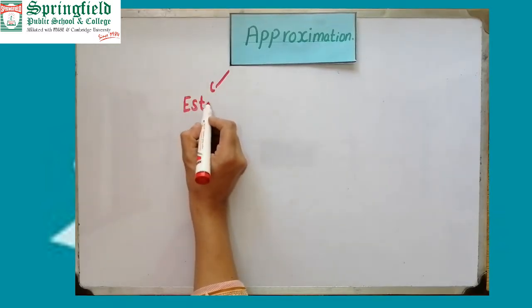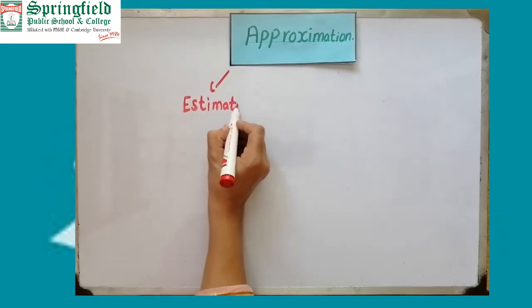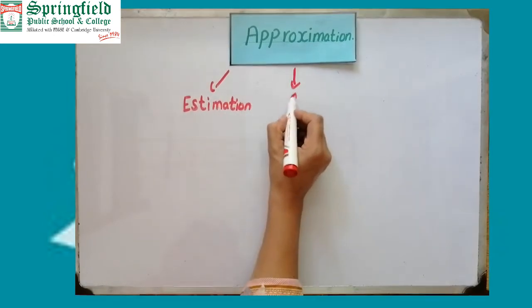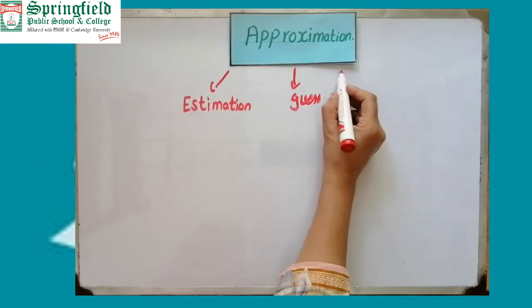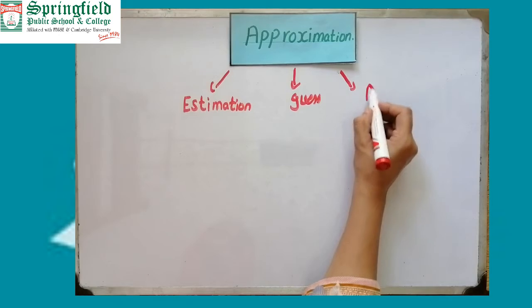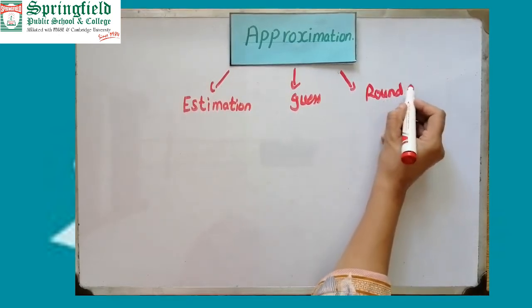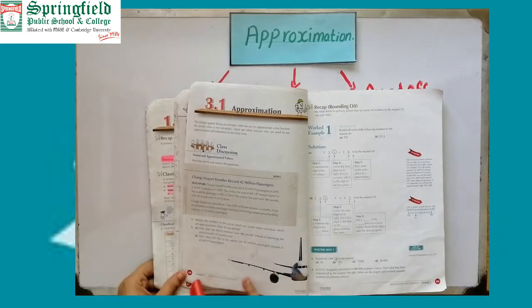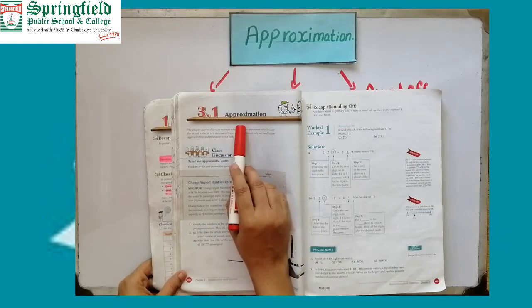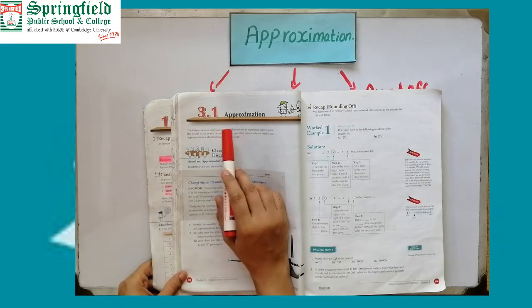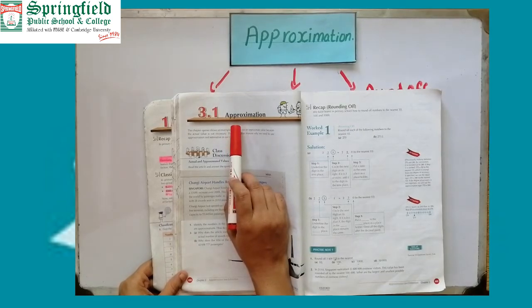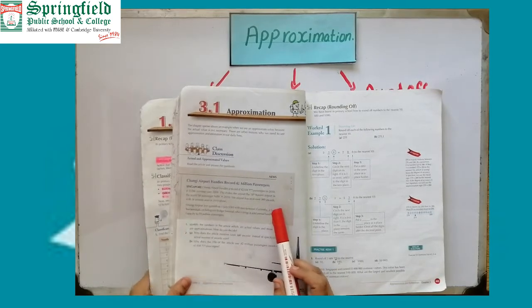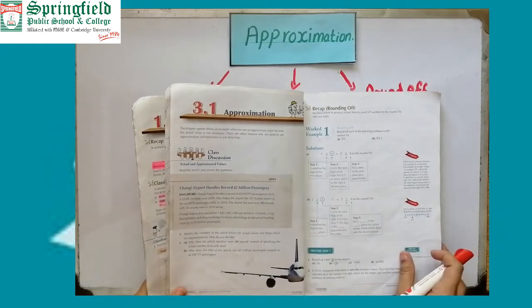The word approximation has so many meanings: approximation means estimation, guess a number, and round off. Now open your book and turn to page number 59, chapter 3, approximation and estimation, but here we are talking about just approximation. Now, after the discussion of approximation, come to the examples.